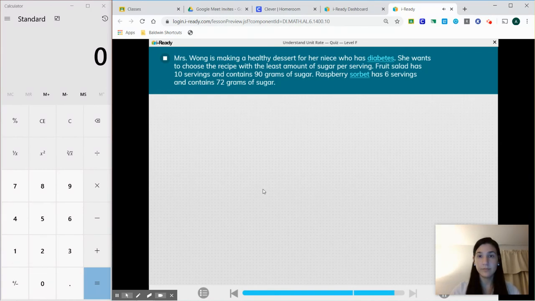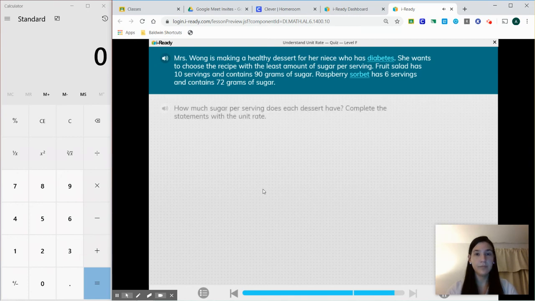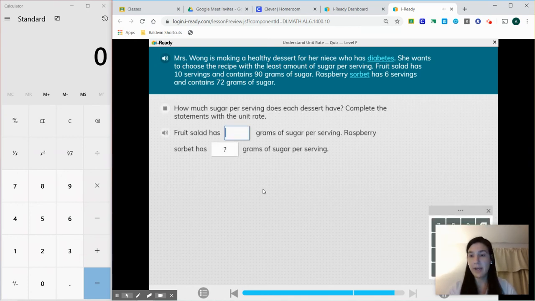Mrs. Wong is making a healthy dessert for her niece who has diabetes. She wants to choose the recipe with the least amount of sugar per serving. Fruit salad has 10 servings and contains 90 grams of sugar. Raspberry sorbet has 6 servings and contains 72 grams of sugar. Okay, so we're going to compare. How much sugar per serving does each dessert have? Complete the statements with the unit rate.